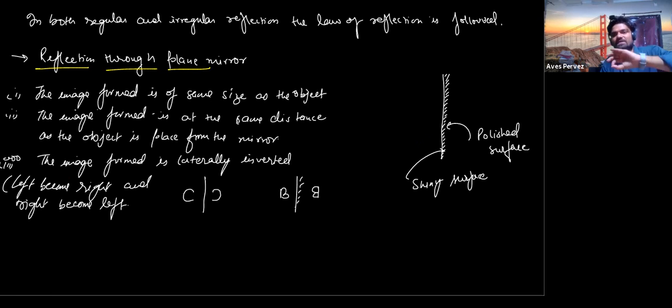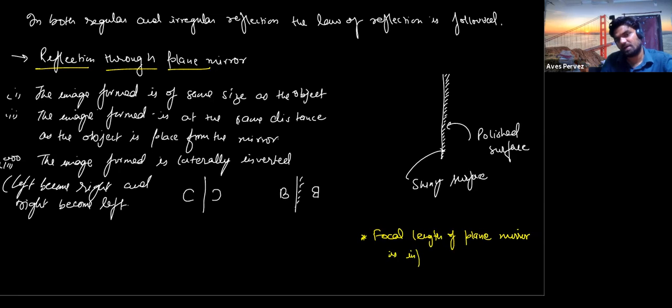A plane mirror is a mirror that has infinite focal length. Actually, you have not studied spherical mirrors yet, so I'm not talking about focal length in detail. But it is a 1 mark question, so here is the point: the focal length of a plane mirror is infinite. Got it? Moreover, the image formed is of the same size as the object.